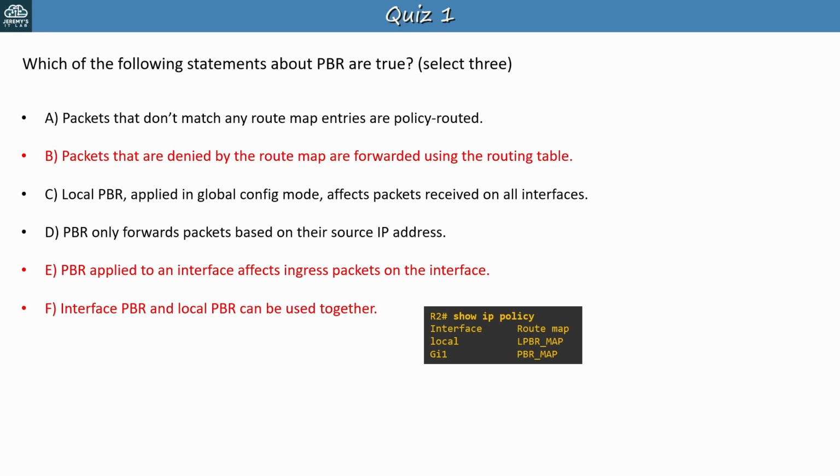A is incorrect because packets that don't match any route map entries are not policy routed. They are routed normally. C is incorrect because local PBR only affects packets generated by the router itself, not packets received on an interface. And D is incorrect because PBR can forward packets based on a variety of things, like source and destination IPs, source and destination ports and protocol, or even the length of the packets, depending on the requirements.